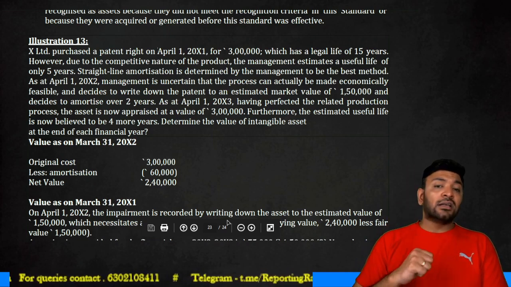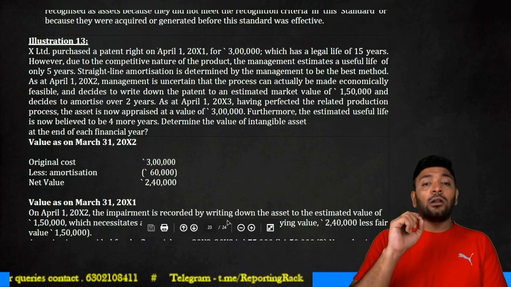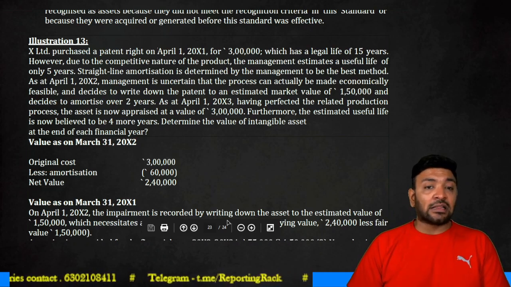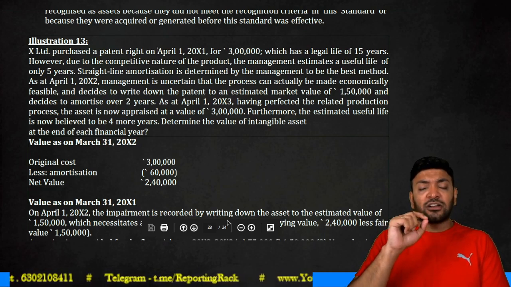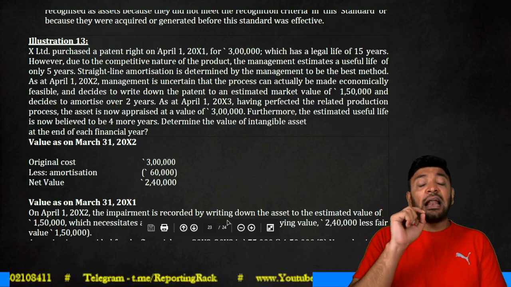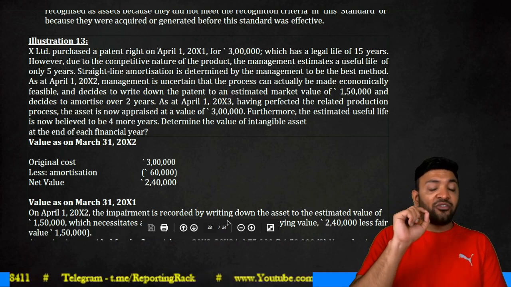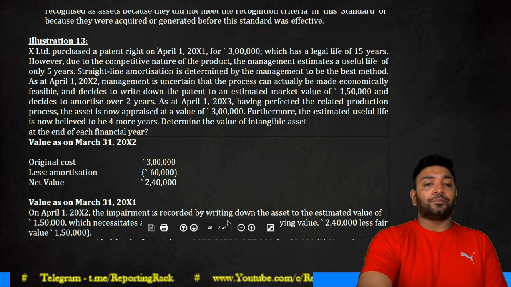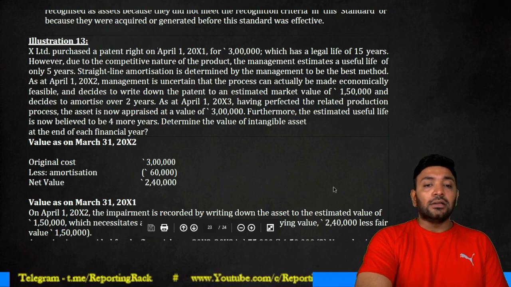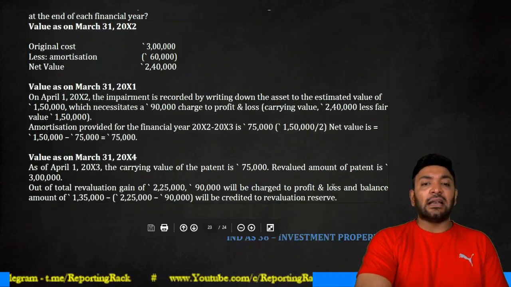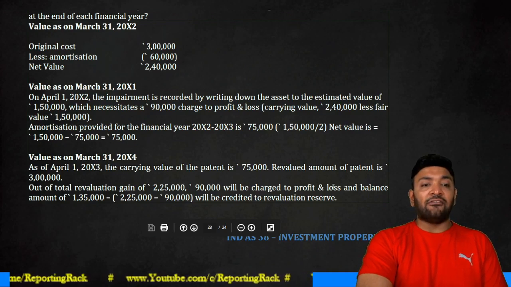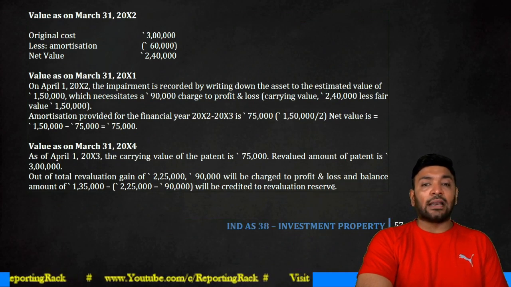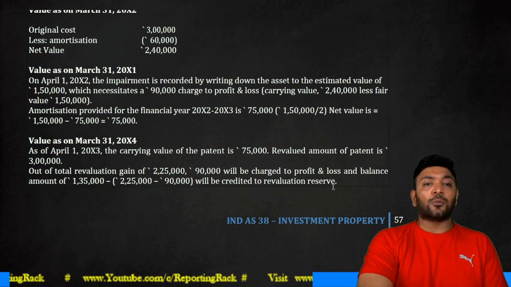Now you are saying that the value of the asset is 3 lakhs at the beginning of the year, depreciated over 4 years. So 3 lakh divided by 4, the depreciation per annum is 75,000. So at the end of 31st March 2024, the value of the asset will be 3 lakh minus 75,000, 2,25,000. At the end of the first year, it is 2,40,000 and further depreciation should be 75,000 every year. After that, next year downward revaluation. Right? 90,000 rupees is charged to P&L.